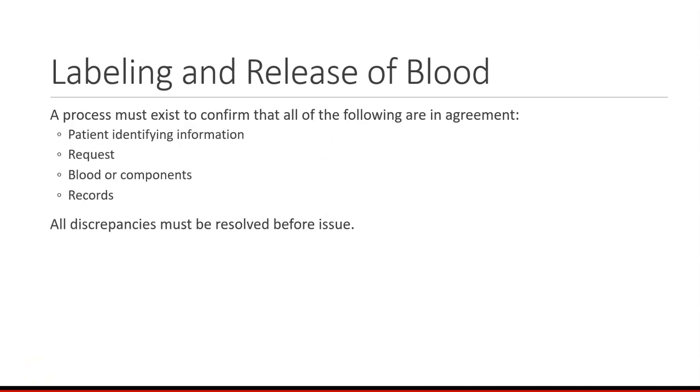A process must exist to confirm that all of the following are in agreement: the patient identifying information, the request. Blood can only be ordered through a prescription offered by the doctor, and the fact that we have the components ready indicates that we have received the request. The blood or components that they're picking up, I can't tell you the number of times the nurse has come down and I just have red cells ready and she's wanting plasma, so that they know what component they're picking up. And then records. Every step in the process, records are maintained in compliance with federal law. All discrepancies must be resolved before the issue.